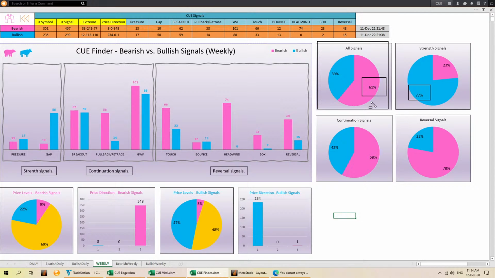Strength signals are bullish, and when we look at individual strength signals, we find out the reason because of large number of gap ups. However, after large number of gap ups, there were large number of reversals. So reversals are very bearish. Trend continuation signals 60% bearish, so it is overall bearish.